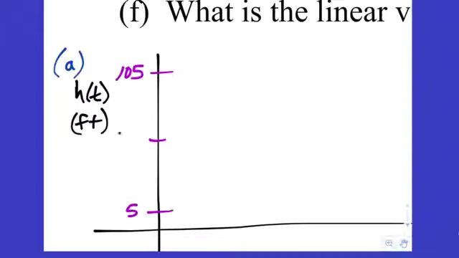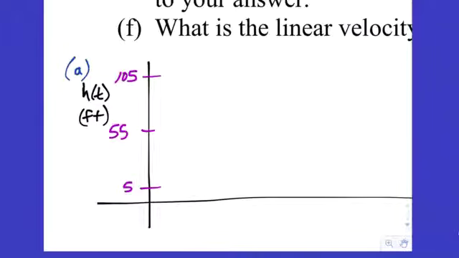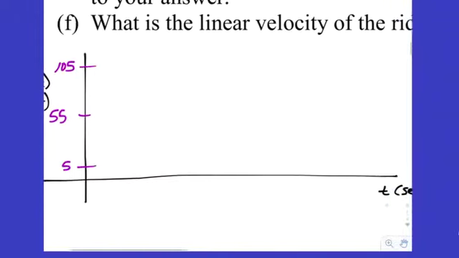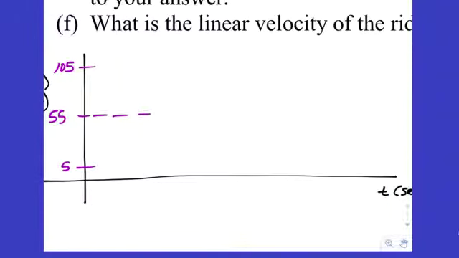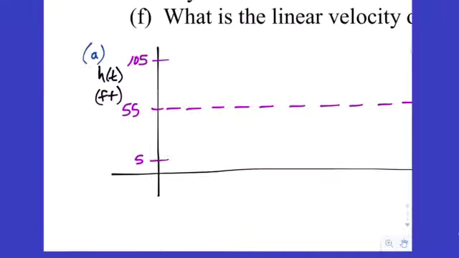55. Good. So 55 is the midpoint. And that's significant because that's going to be your sinusoidal axis. So now we're going to just draw a dotted line straight across. It's not a horizontal asymptote. It's just your sinusoidal axis. All right, so that's the midpoint.